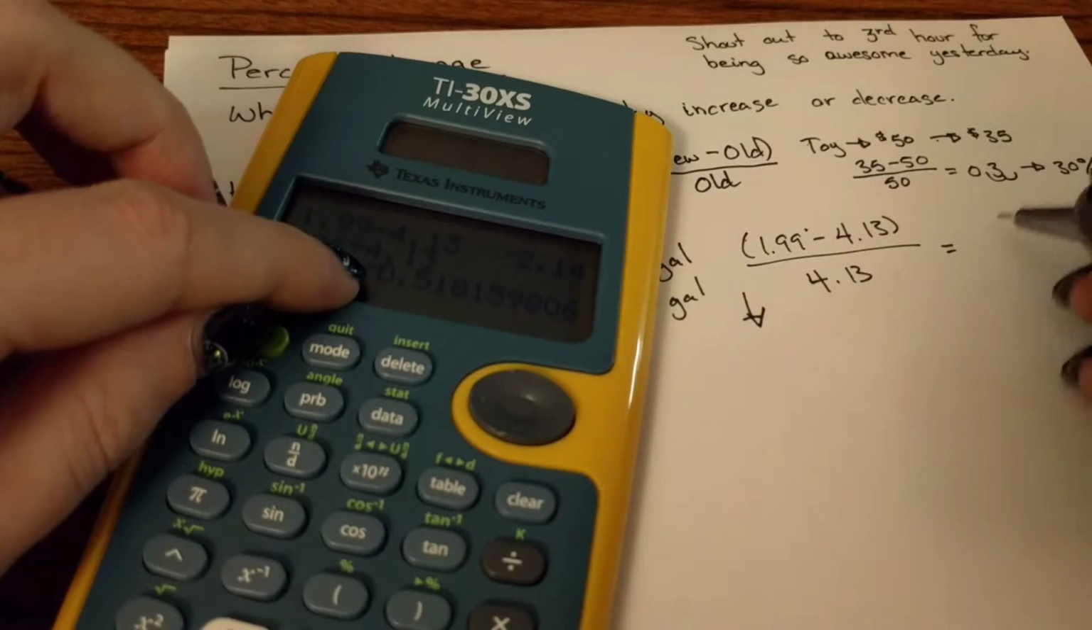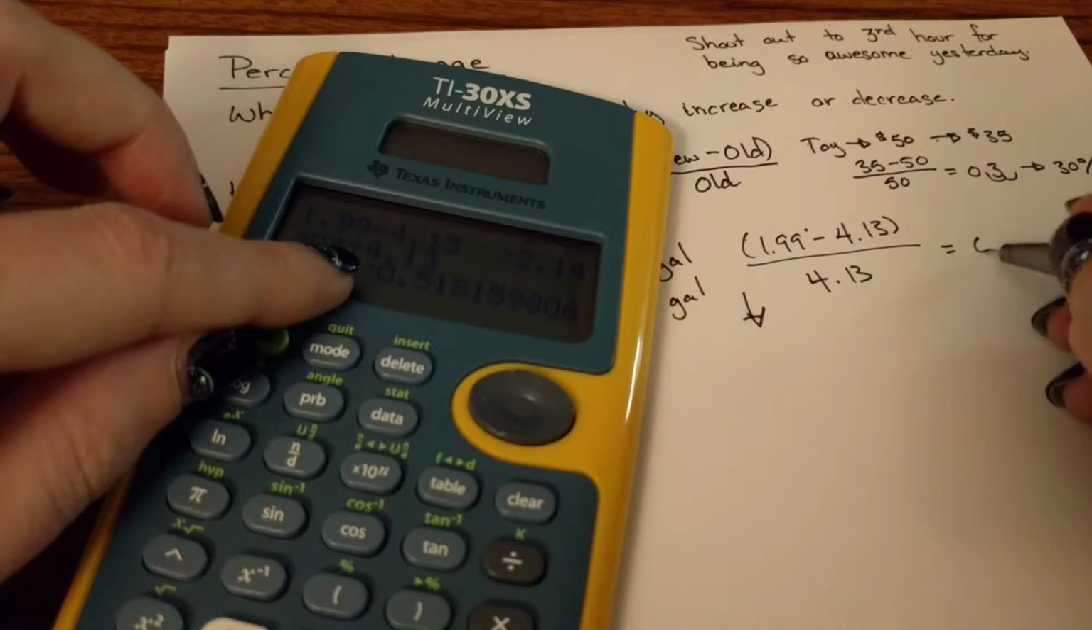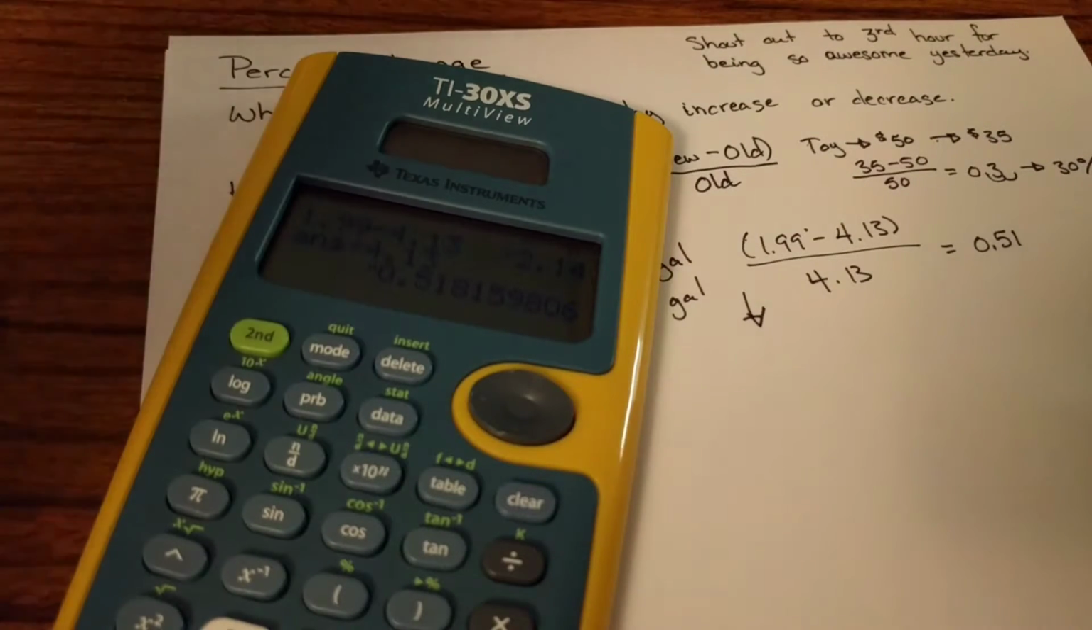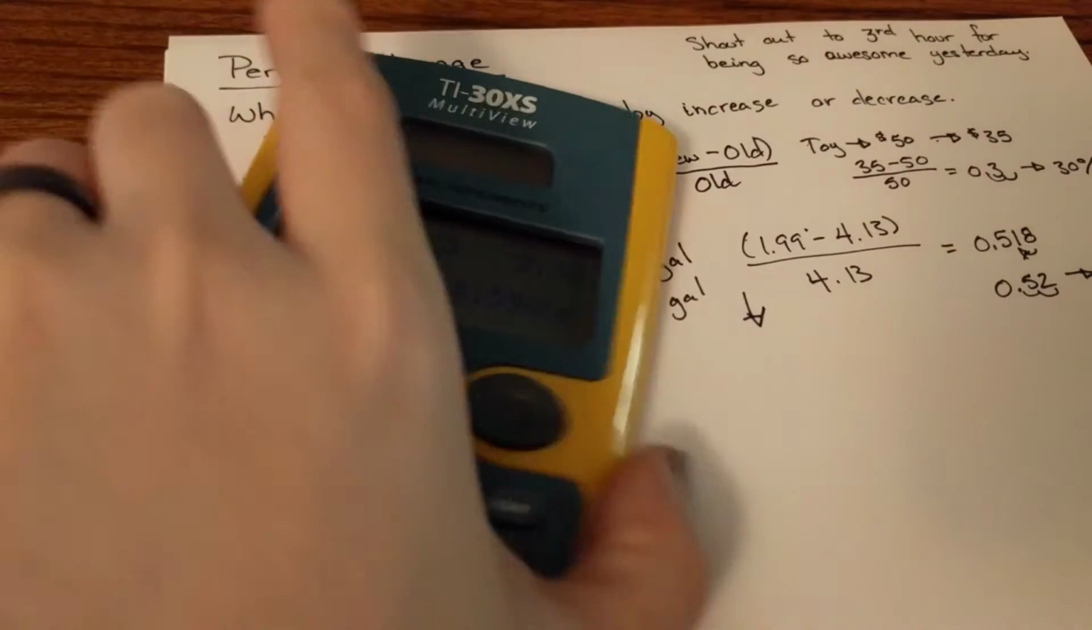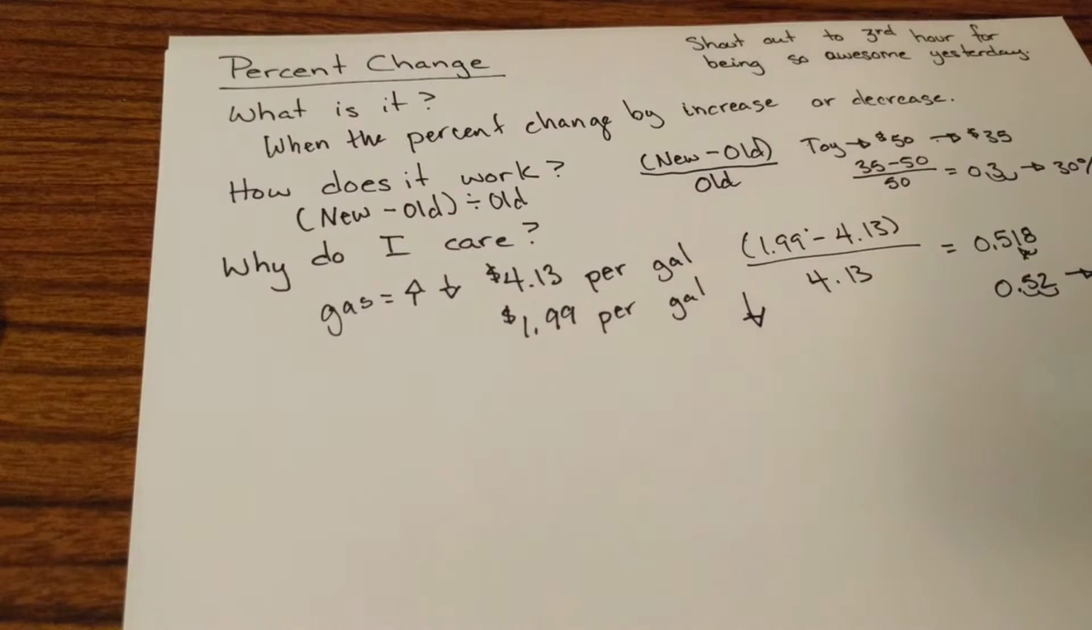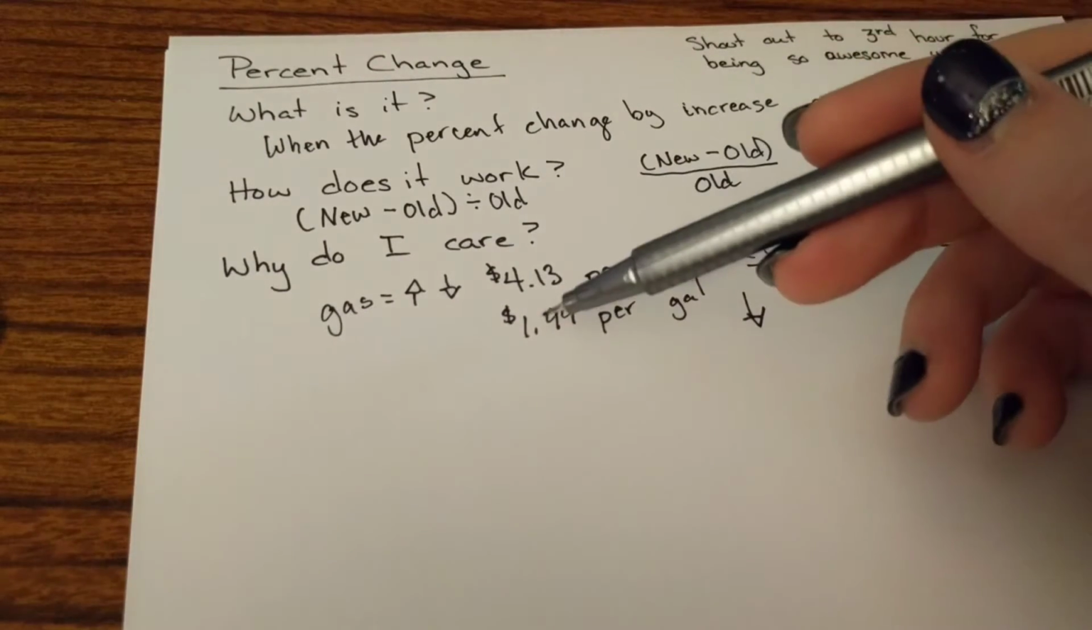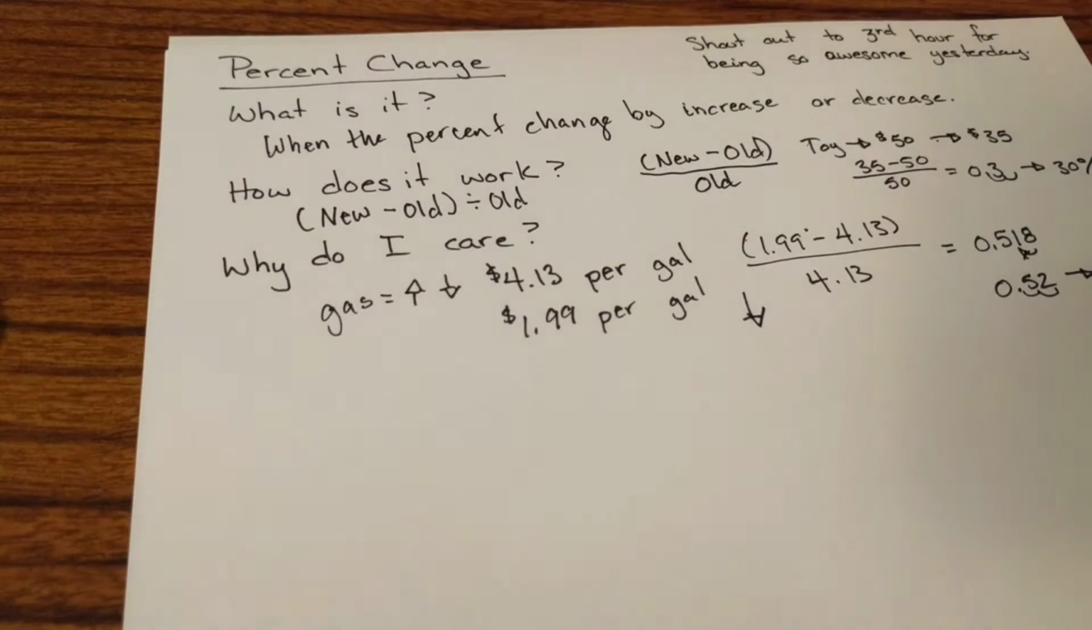So it's a decrease. So here it's 0.51, and there's an 8 here. So I'm going to round this number up and turn this into 0.52. So again, I need to have it as a percentage, roll that over, and that turns into a 52% decrease in price, which sounds about right, because it went from roughly $4 down to roughly $2. So 52% makes sense.